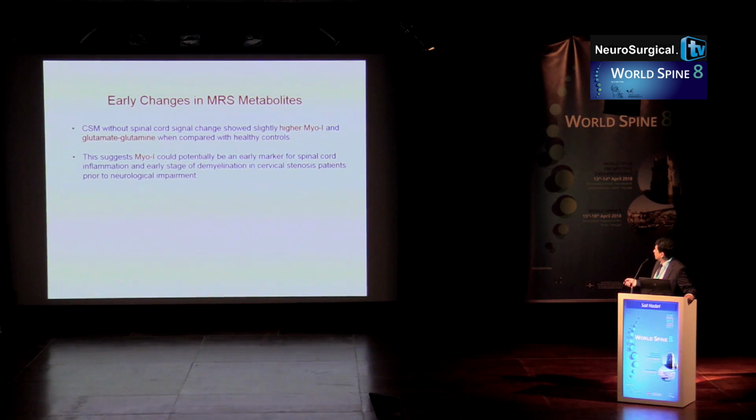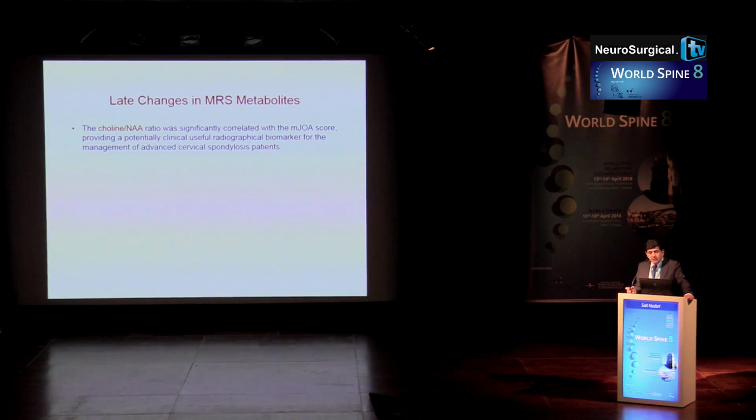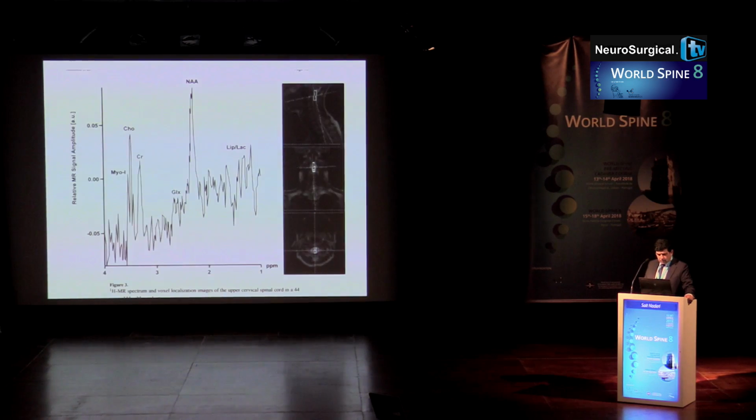this suggests MIO-I could potentially be an early marker of spinal cord inflammation and early stage of demyelinization in cervical stenosis patients prior to neurological impairment. MRS can show us some changes in late stage also. You can see here changes in NAA peak, choline peak, and MIO-I peak.